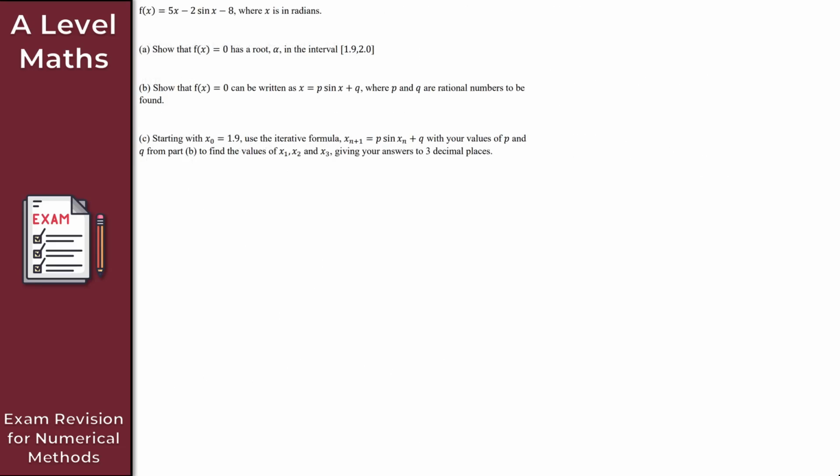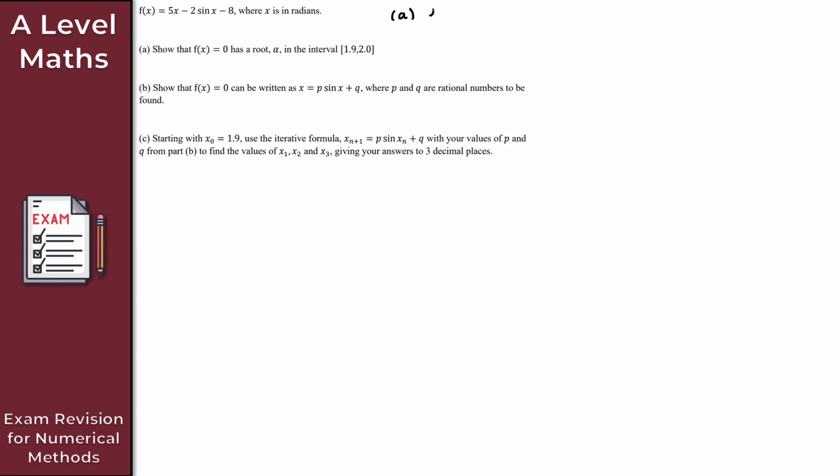So let's just have a go at the next question, question 2. For this question, as we can see, we have f of x, which is equal to 5x minus 2 sine x minus 8, where x is in radians. Now for the first part of this question, part A, all we want to do is show that f of x equals 0 has a root alpha in this given interval. So to show this, all we need to do is just consider a change of sign in this interval.